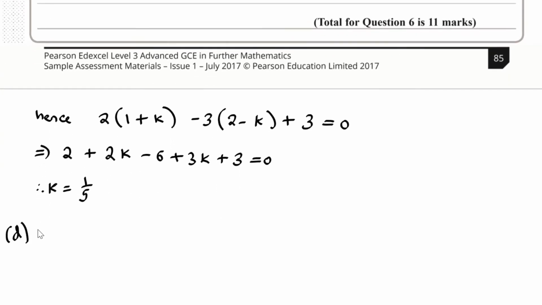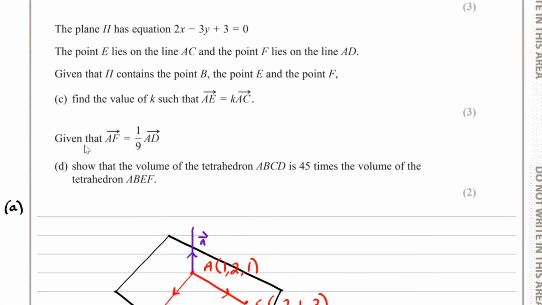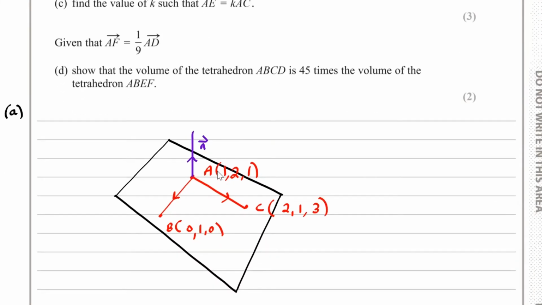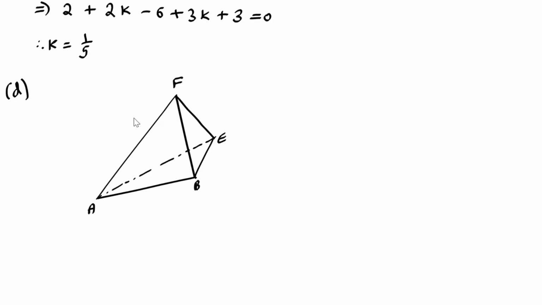And then for part D, given that AF is equal to 1/9 of AD, we have to show that the volume of the tetrahedron ABCD is 45 times the volume of the tetrahedron ABEF. So what does this mean? Well, let's actually draw out that plane. I've drawn out the tetrahedron ABEF.